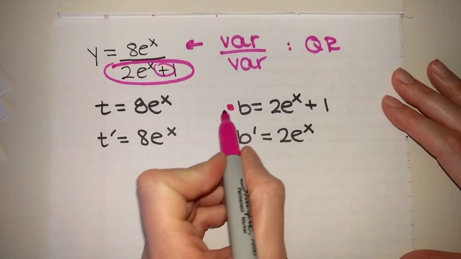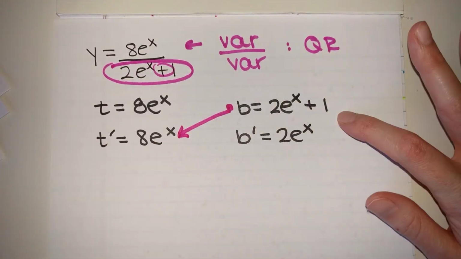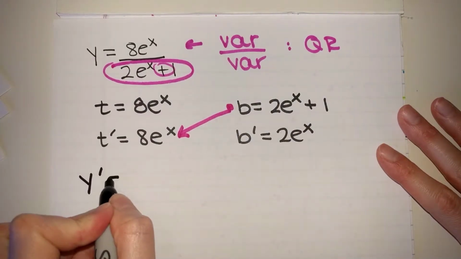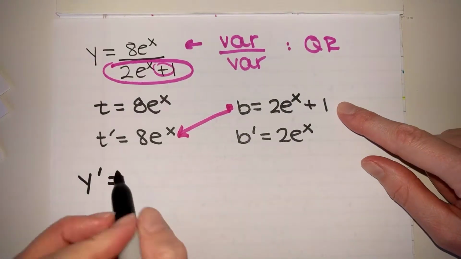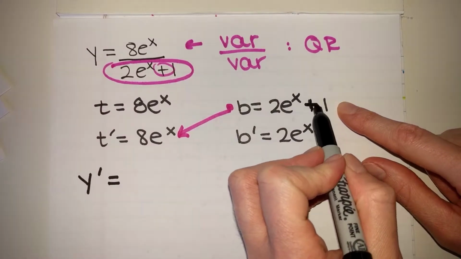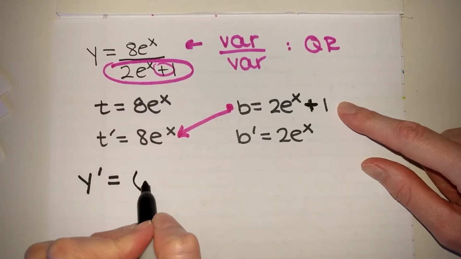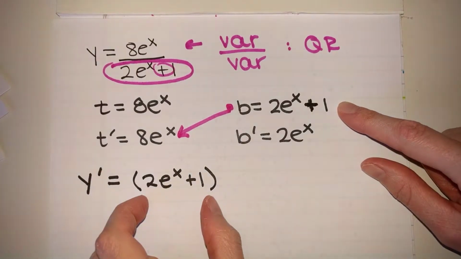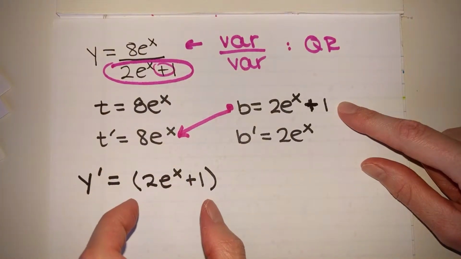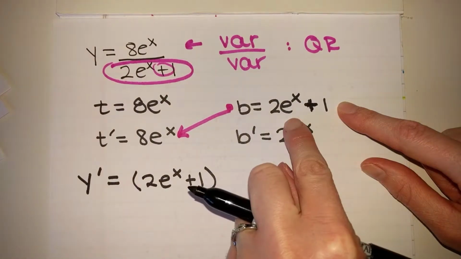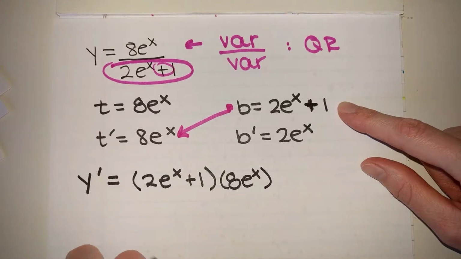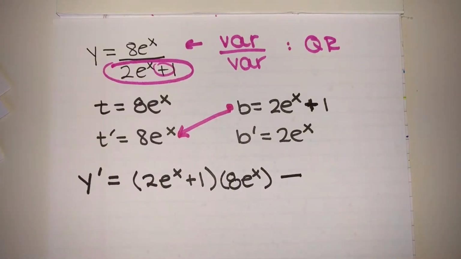So plugging into our quotient rule, we are going to start with our bottom times the derivative of the top. So we'll have y prime equals. Now, you'll notice that the bottom has two terms due to that plus sign. So we must put a parenthesis around the whole bottom expression so that we are very clear about the fact that we're taking this whole bottom function, multiplying it by the whole derivative of the top. Okay? Then we say minus the other diagonal.